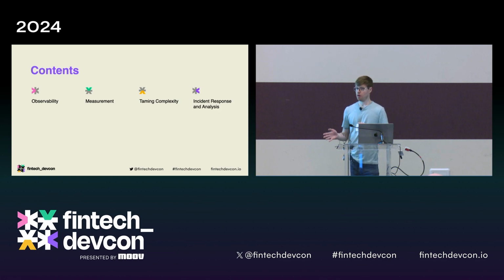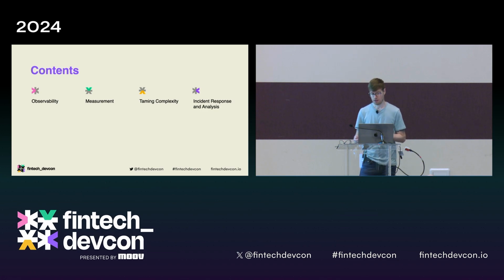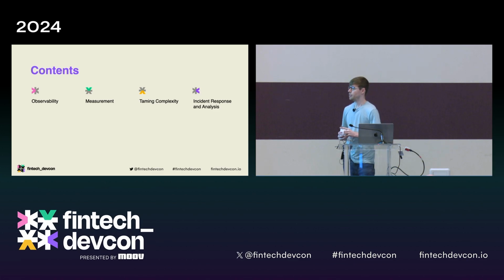So we're going to talk about 4 big sections here. Each of these is really probably an hour-long or 2-hour-long talk, but we have about 10 minutes for each. So we're going to talk about observability first. And then once we can actually talk about that, we can talk about measurement, then taming your complexity, and then your response and analysis to incidents.